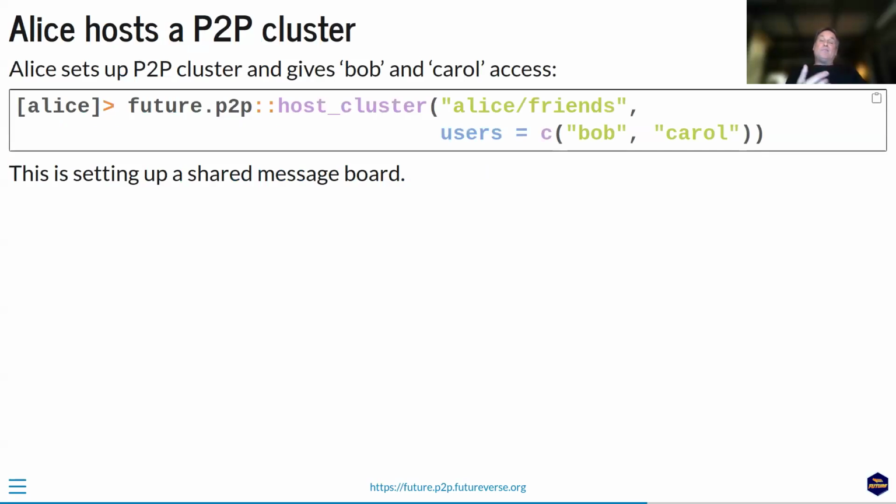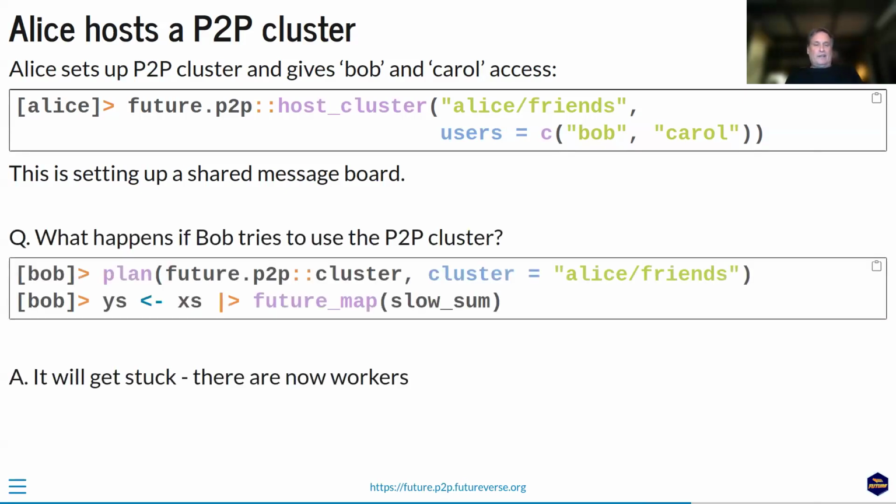So after you have this, you're ready to share with friends. Imagine now Alice, Bob, and Carol have gone through those steps. And Alice will let Bob and Carol know, hey, I'm willing to host this message board, alice/friends, and I will invite you, Bob and Carol. No one else can access it. And then Bob is super excited. They will say, okay, I use plan(future.p2p::cluster) and connect to alice/friends. And they do. They get access to the message board. And then they run future_map and start doing compute.